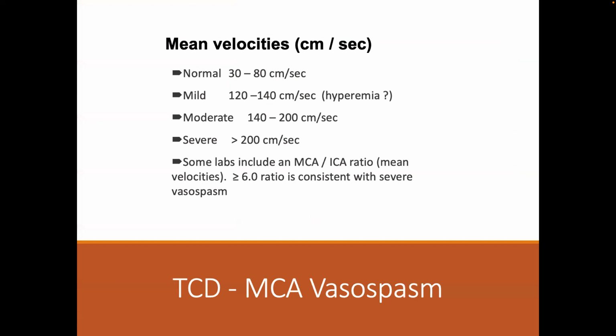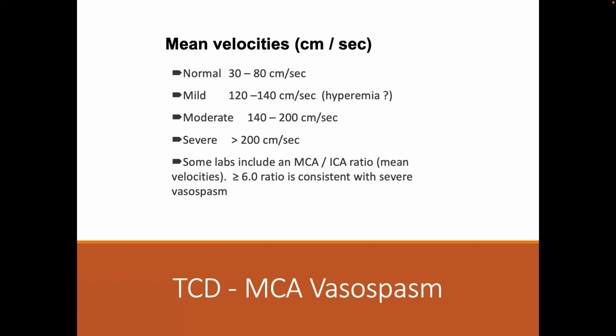Okay, so here's some of the mean velocities. Normal is going to be around 30 to 80. Mild vasospasm, you're going to see anywhere from 120 to 140. Moderate, 140 to 200. Severe is greater than 200 centimeters per second. And some labs use an MCA to ICA ratio. Greater than 6 usually means that it's a severe vasospasm.